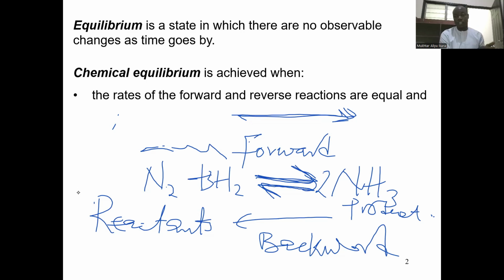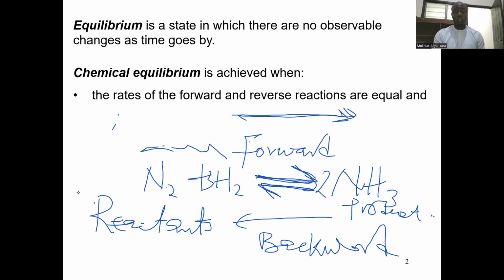The rate of the forward reaction is equal to the rate of the reverse reaction. It means that as the ammonia product is produced, at the same time the same ammonia is decomposing to produce the reactants. So the rates of the reactants and the products are equal. So that is chemical equilibrium.